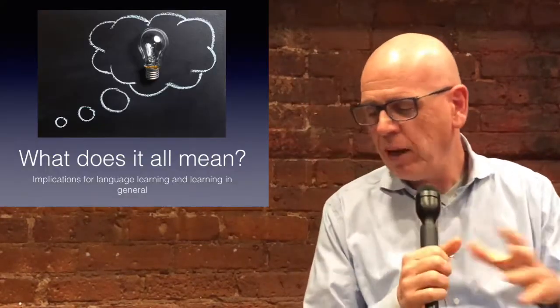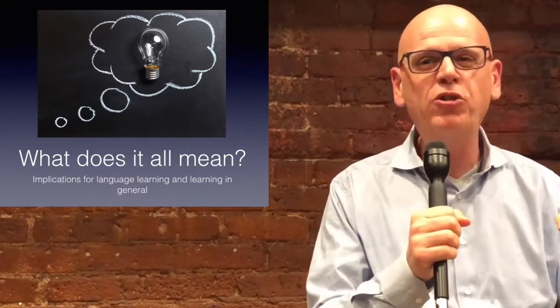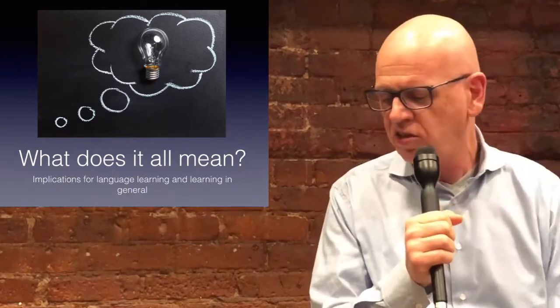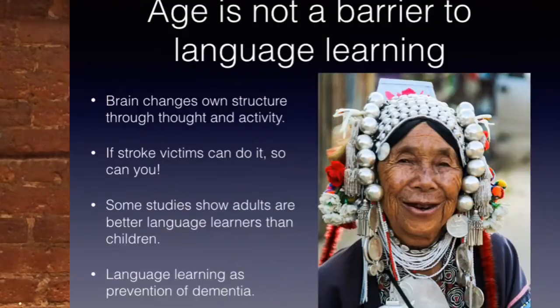So that was a really fast introduction to these 6 insights from neuroscience. So what does that mean for language learning? And what does it mean for learning in general? The first one, I think everyone here knows intuitively, is that age is not a barrier to language learning. We all know that here because a lot of us, for example, I'm 55, I'm a better language learner now than I was when I was 25. We know that intuitively, but I think that the neuroscience tells us why that's the case.